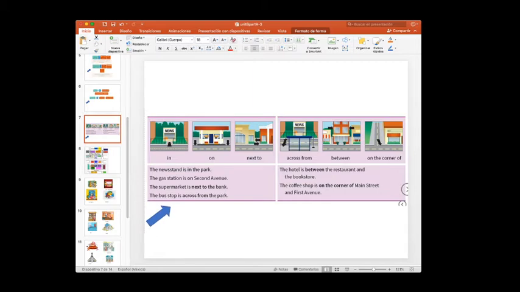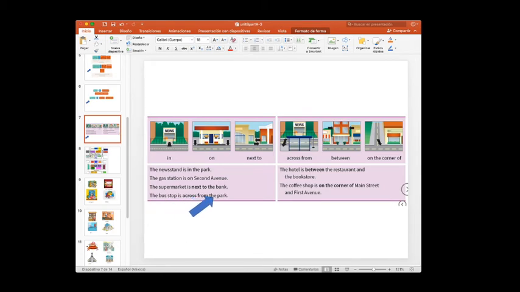The bus stop is across from the park. Okay, the park is here, on one side of the road, and on the other side of the road we have the bus stop. That's the reason, because it's across from.